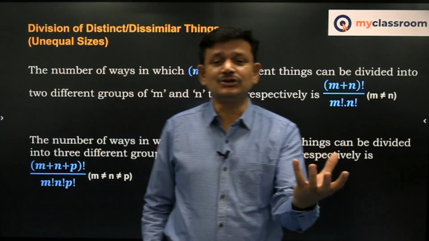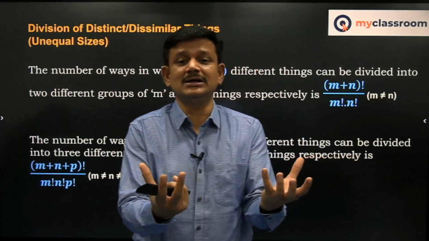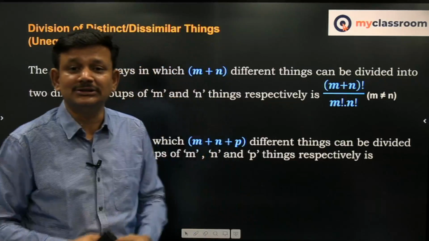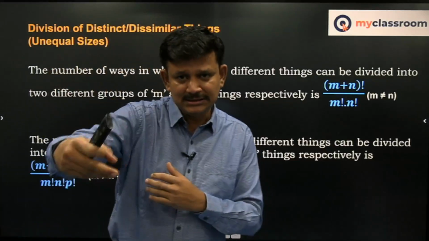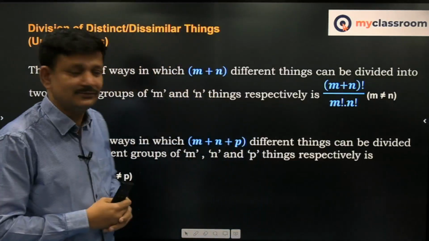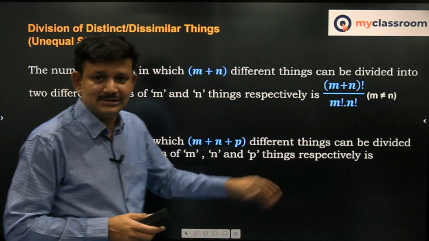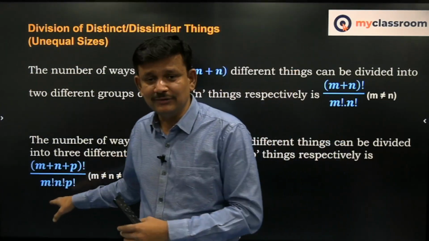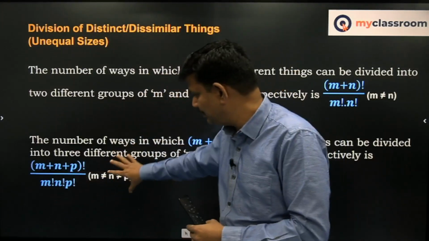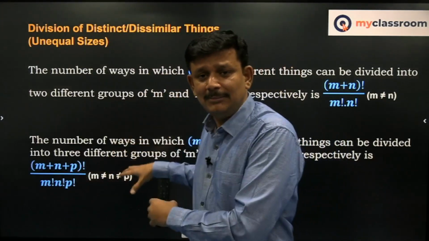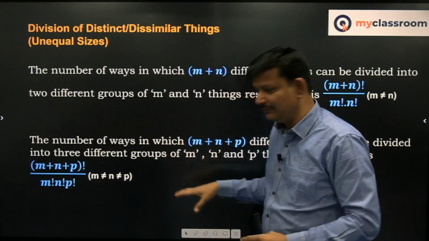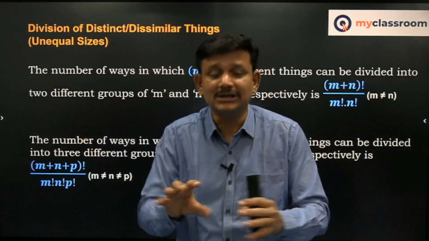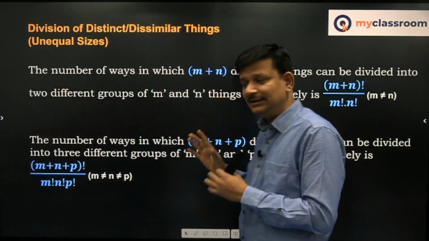So, one box has to contain m things, another box has to contain n things and a third box has to contain p things. Or if I am giving it to persons, first person will get m things, second person will get n things, third person will get p things. In how many ways can this be done? (m+n+p)! / (m! n! p!). And remember, this is for m not equal to p not equal to n. Whenever any two are equal, again we have to check whether the boxes are identical or distinct.